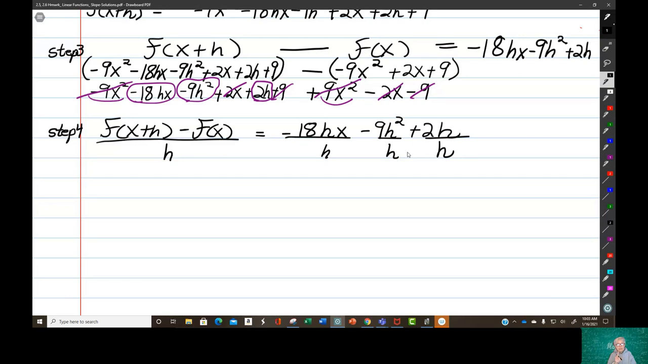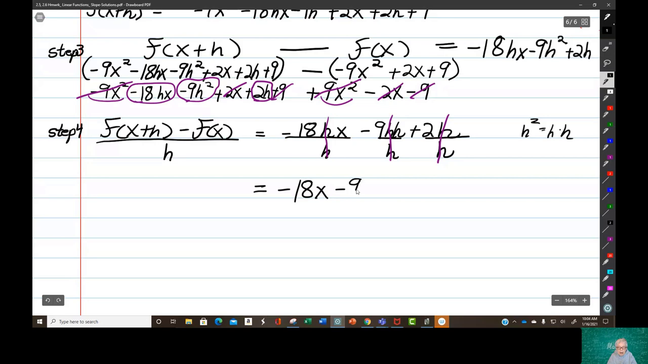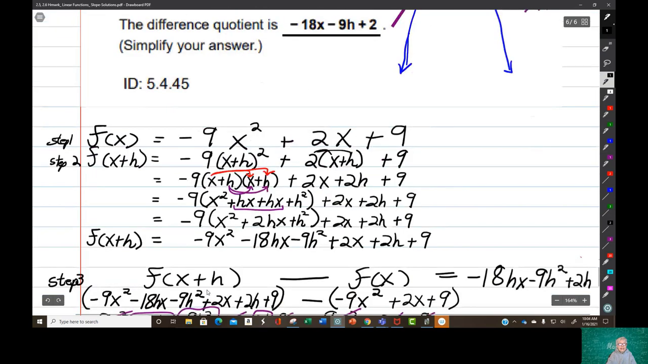A trick I've learned over time. Remember that h squared is h times h. I'm going to write h squared here as h times h, because it makes canceling the h easier, because that's your next step. You cancel the h's, you cancel the h's, you cancel the h's, and your final answer, ta-da, is negative 18x minus 9h plus 2. Let's see if that's right. Yes.